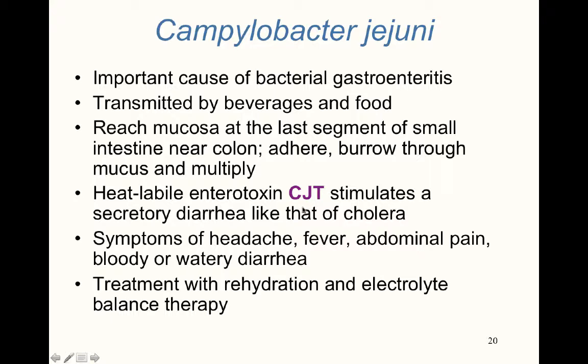And similar to cholera, here we have another toxin. It's called CJT toxin that will stimulate a secretory diarrhea like that seen in cholera. Now, symptoms: headache, fever, abdominal pain, bloody or watery diarrhea. And treatment would be oral rehydration therapy and electrolyte restoration.